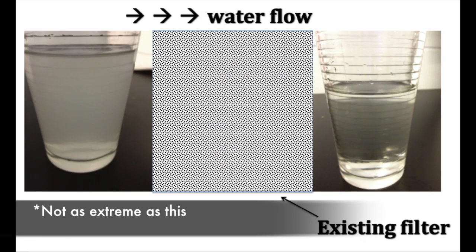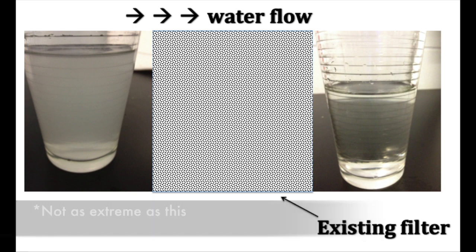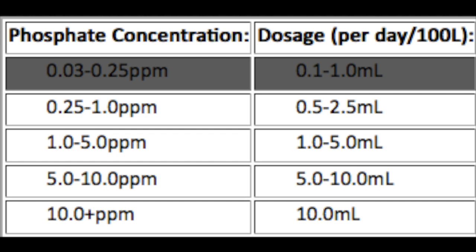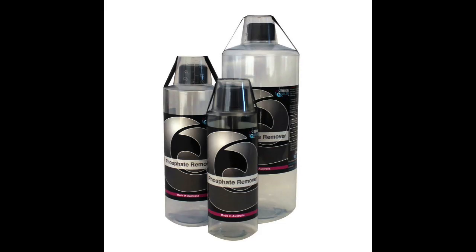Signs of overdose are a flake-looking white precipitate that floats around in your aquarium until it is collected in your existing filter system. This is why we highly recommend testing frequently and dose according to the table located on our phosphate remover. Let's move on to dealing with nitrate.